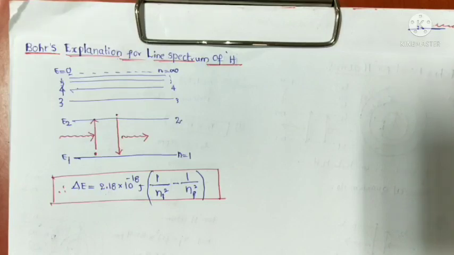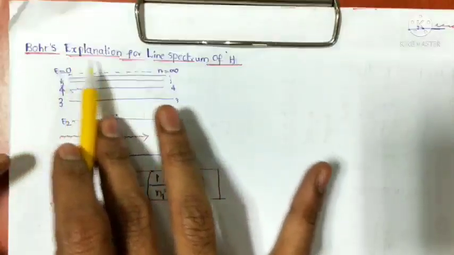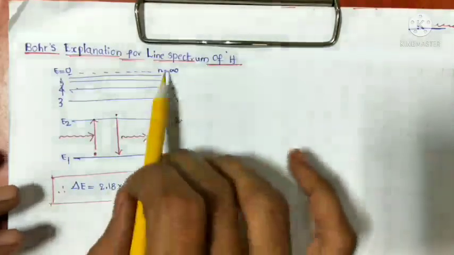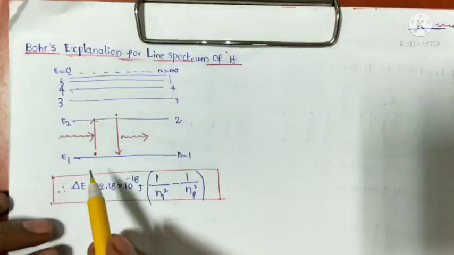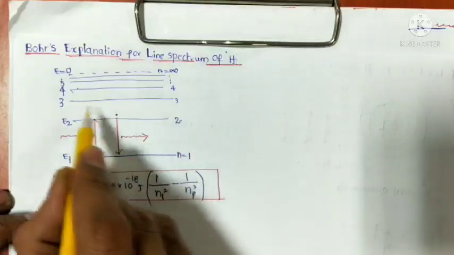Bohr's theory for hydrogen atom. Okay, so now we will discuss Bohr's explanation for the line spectrum of hydrogen. Already we know the line spectrum of hydrogen. In this line spectrum of hydrogen, a number of electronic energy levels are present.